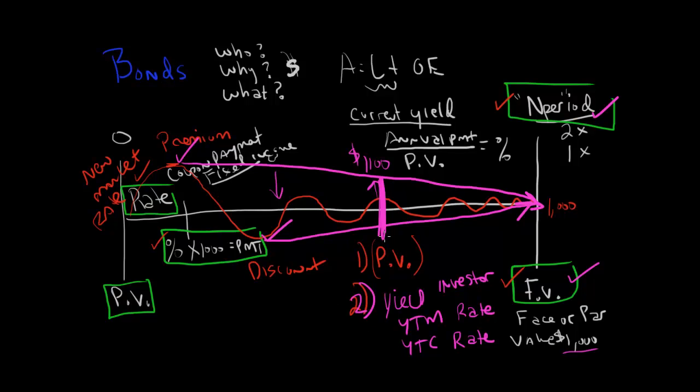So generally, these are the only two calculations we have to make for bonds. I hope this helps clarify a little bit what is a bond, who issues a bond, and why they issue a bond. We'll let the next video explain how to do the present value and the yields on an outstanding bond.